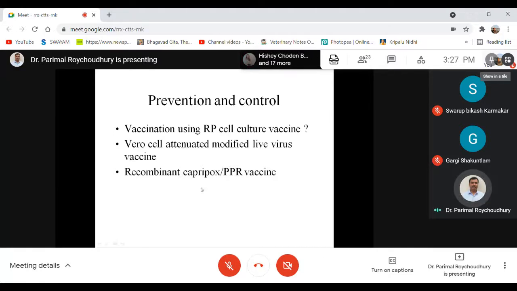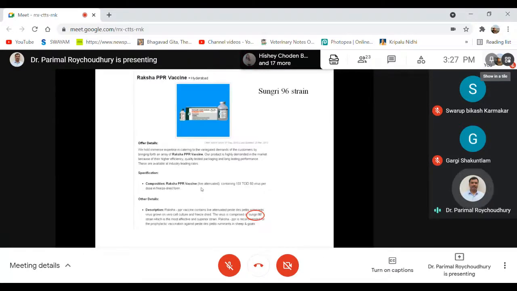So for controlling the infection in our country, we are using the Sungri 96 vaccine strain. It's the name of a place where the virulent virus was isolated, and later on this virus was adapted to Vero cells. This is a live attenuated vaccine strain, which can give very good protection to goats. One should go for vaccination, and that will really protect the animals from the occurrence of PPR.